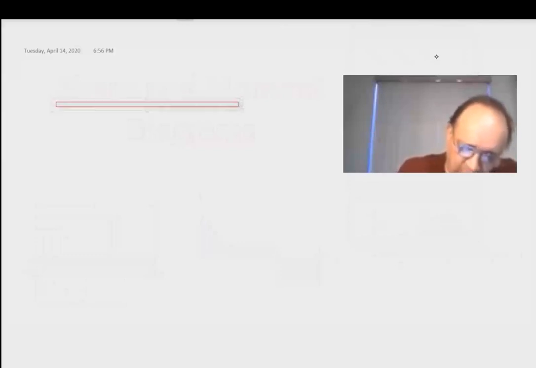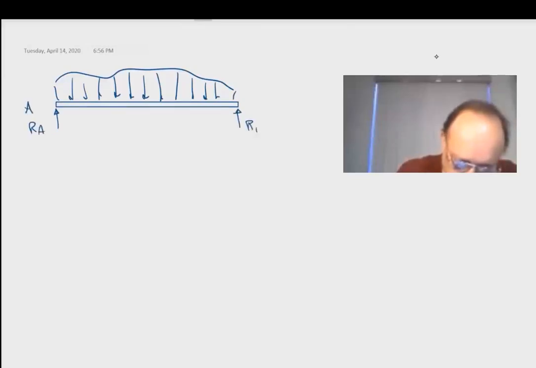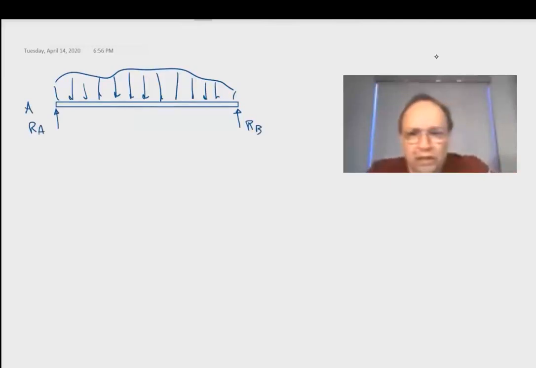So let me draw here a little beam. This is a beam, and then the beam has some load. Let's say a very general load, a bunch of stuff on the beam, and there are some reactions here. At point A, we have a reaction at A and a reaction at B. And because there is this loading, you will have shear and moment on the whole length of the beam.